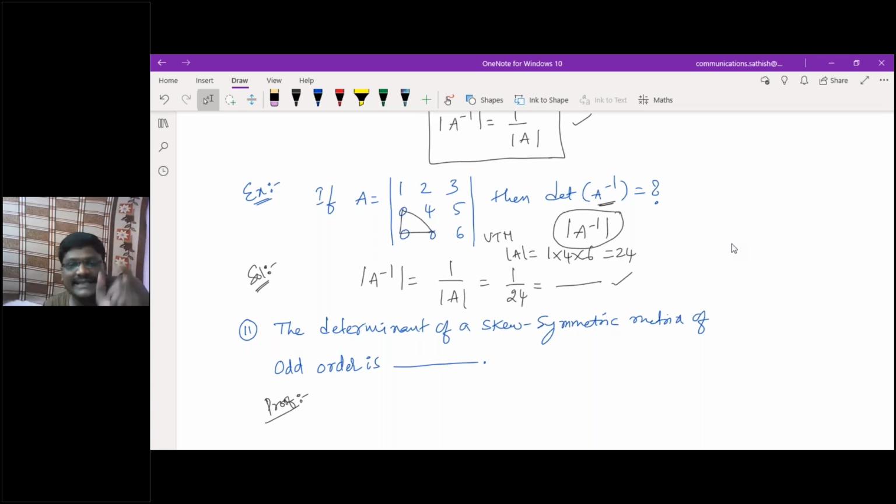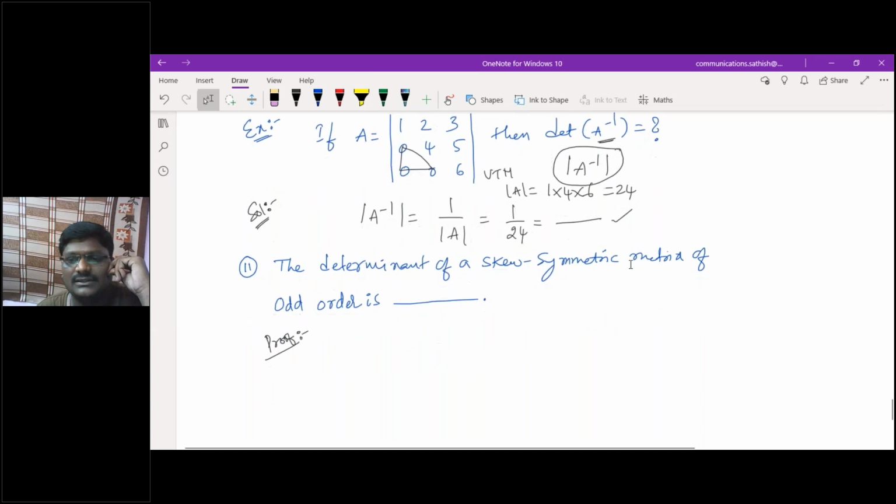The determinant of a skew symmetric matrix. Do you know what we mean by a skew symmetric matrix? A transpose is equal to minus A. For that you have to apply determinant. Then for that matrix, they are considering it as an odd order. Then what will happen with respect to that criteria? Just try to analyze. Use your common sense. Apply the logic. That's all. It is also one of the previous GATE questions. Try to understand what you will get.